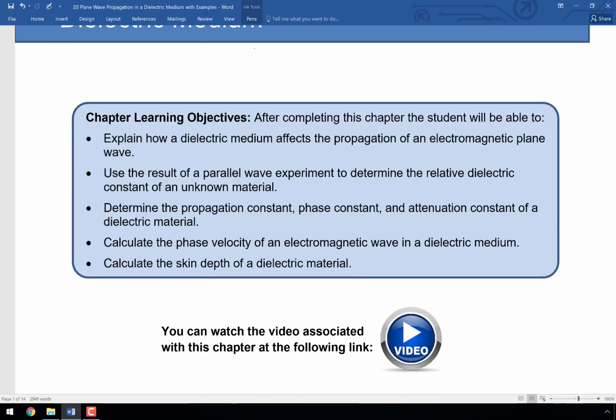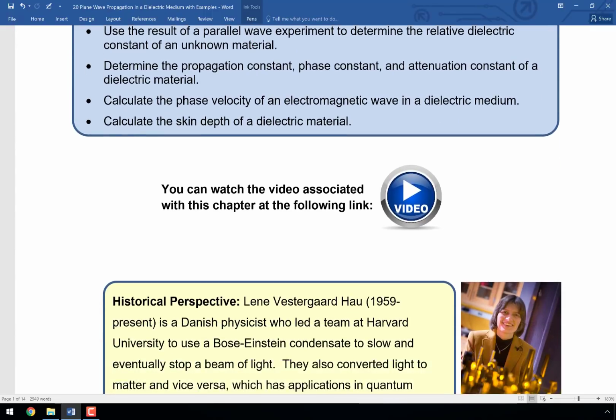We're going to calculate the phase velocity of an electromagnetic wave in a dielectric medium. Also added in here, we're going to be calculating the characteristic impedance of a dielectric medium, and then calculate the skin depth of a dielectric material.